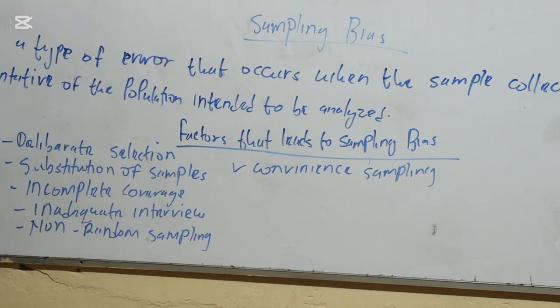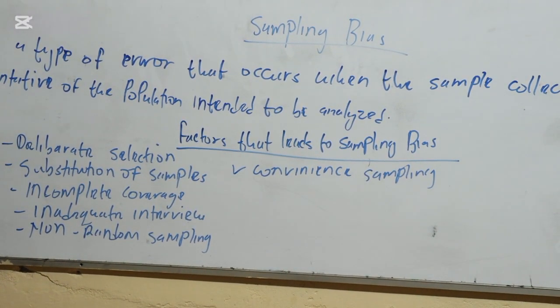Now, when we say non-random sampling, it is because when a sample is being selected, it is selected with the researcher's judgment or knowledge, meaning the sample does not stand an equal chance of being selected. So when we use non-random or non-probability sampling, it leads to what? Sampling bias.